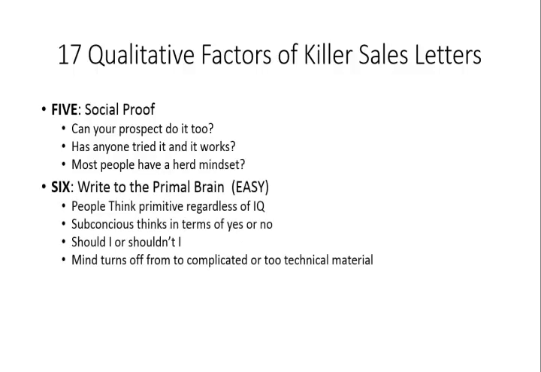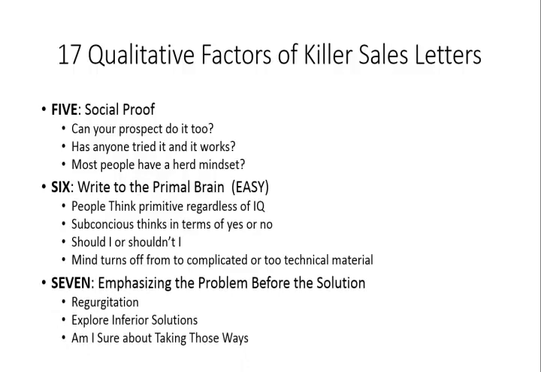Principle number six, you want to write to the primal brain. In other words, people really respond to things that they believe are going to be easy and simple, that are not going to require any work, and that things are going to happen instantly. And people think this way regardless of how smart they are, regardless of what their IQ is. You want to talk to their subconscious. Their subconscious tends not to make difficult or complicated decisions. They answer questions like, should I or shouldn't I? That's the buying question that you want them to start asking, and that they will answer if you help them to do that by speaking to their primal brain. If you put complicated or technical things in your copy, their mind's going to turn off. And so you want to speak to their primal brain in order to get them to make the decision in your favor.